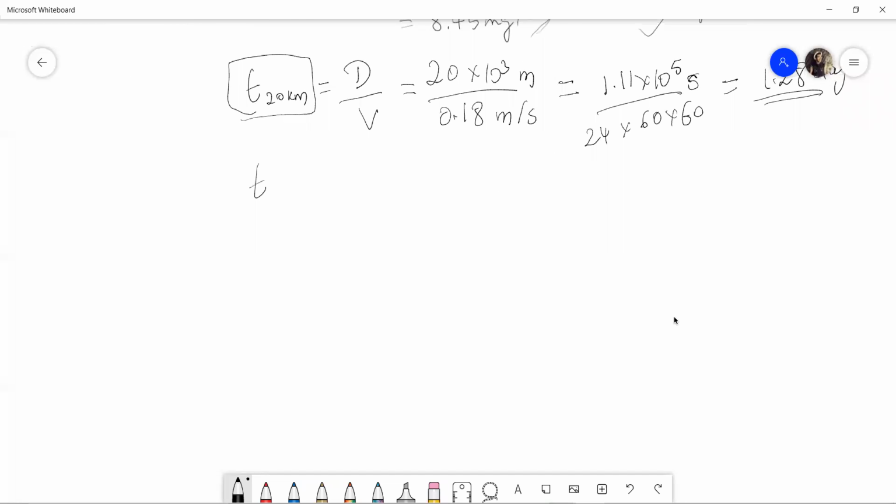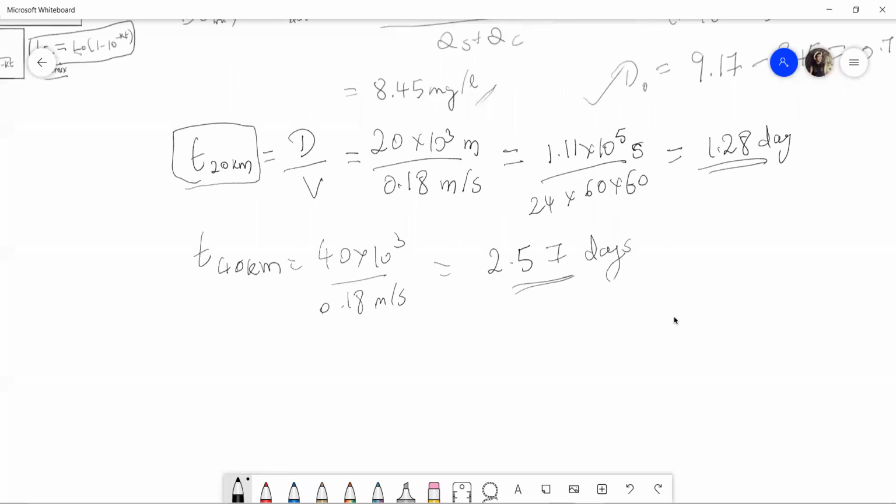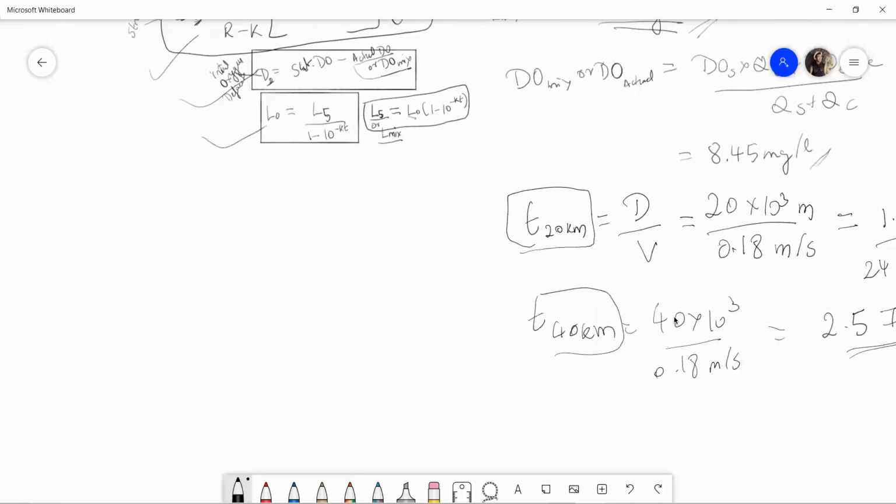And the time required for 40 kilometer distance, that is 40 into 10 to the power 3 divided by 0.18 meter per second, is equal to 2.57 days. So for 20 kilometer distance the time required is 1.28 days and for 40 kilometers 2.57 days respectively. Now you have to directly substitute in the formula.